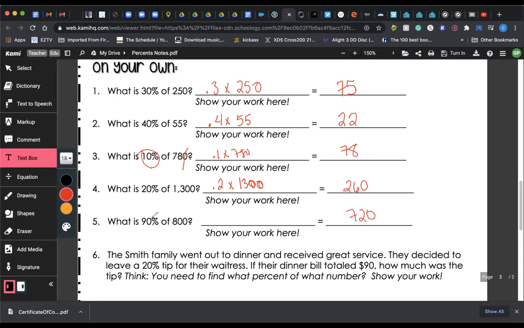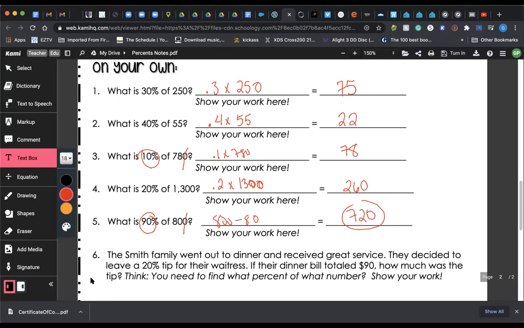All right, in this one, if you're finding 90%, that's the same as subtracting 10%. So actually that's what I did, was find 10%, which is 80. And then I just did 800 minus 80, which gives me 720. All right, so that's just another hint for you on how to work through some of these a little quicker. Find 10% and subtract it. That's how you get 90%.